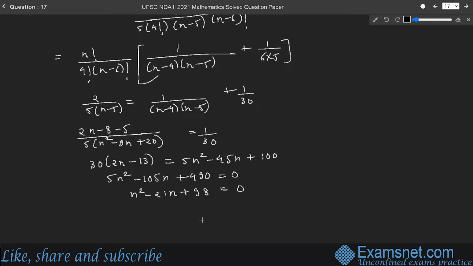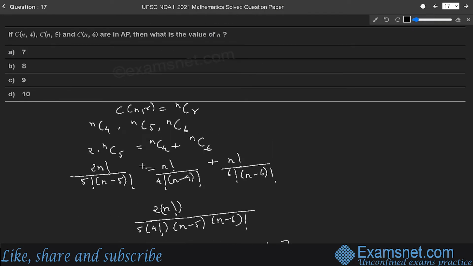Now the factors of this equation will be (n minus 14) and (n minus 7) is equal to 0. So we will get two values of n here, which are 14 and 7. So in this way we find the value of n. Now we have two values of n, 14 and 7. So let us look at the options. In the options there is 7. So therefore the correct option is option number A, which is 7.